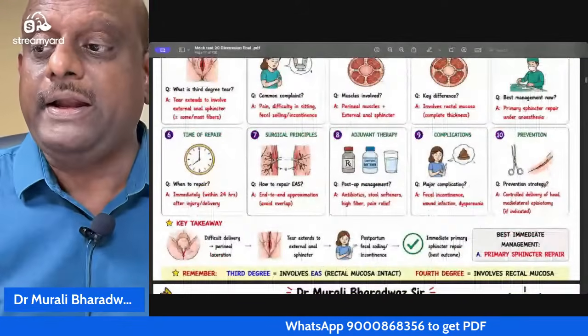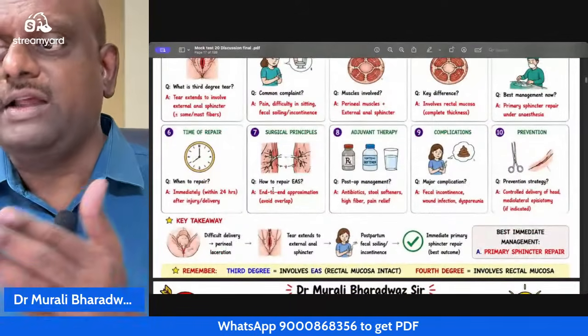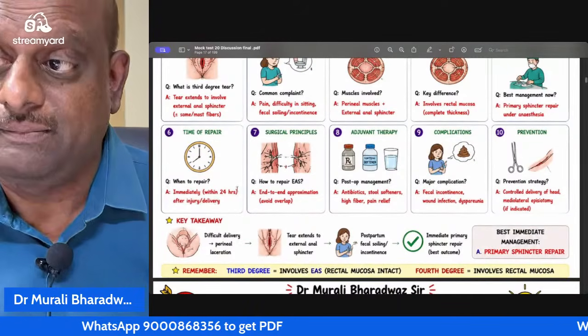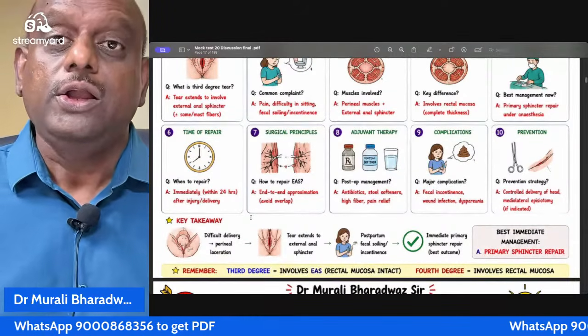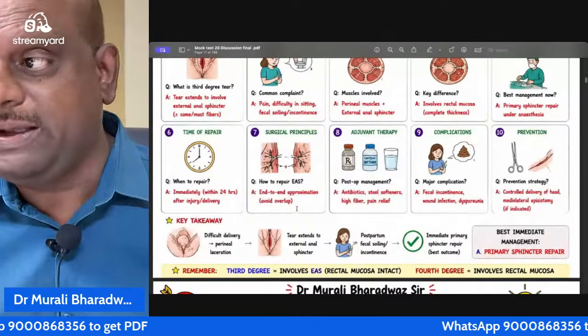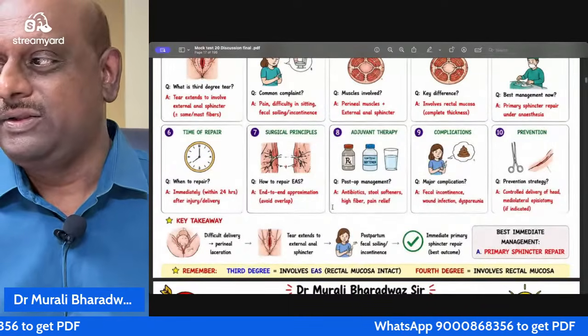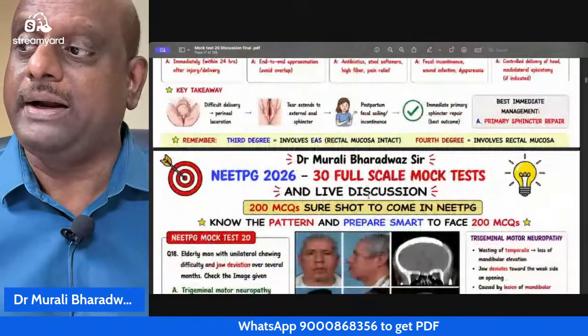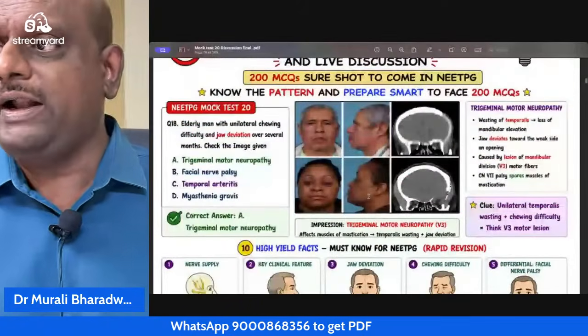So when will you repair, doctor? It is immediately, within 24 hours after the injury or delivery, you need to repair. You need to do end-to-end approximation. So they are the key things which need to be remembered. Perineal tear is a favorite question of the examiner.